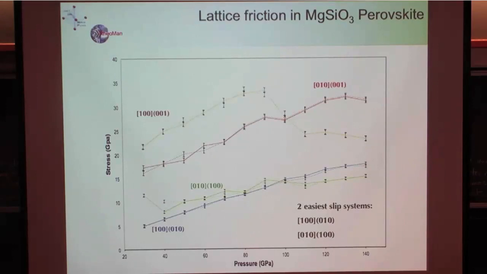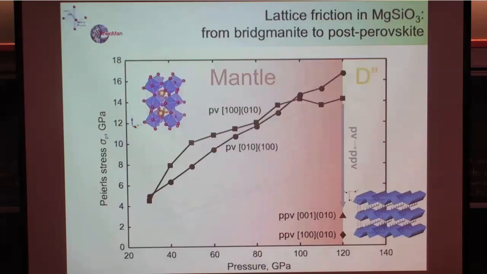With bridgmanite, since it's stable over a wide range of pressure, we can even do that as a function of pressure. And that's very interesting. We see that pressure does harden this material very much. We start from a level which is respectable, 5 GPa, but we end up with like 10 or 15 GPa at the base of the mantle for these dislocations.